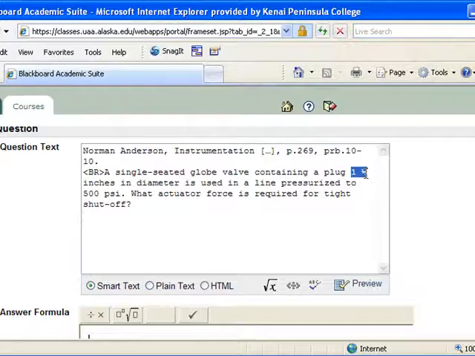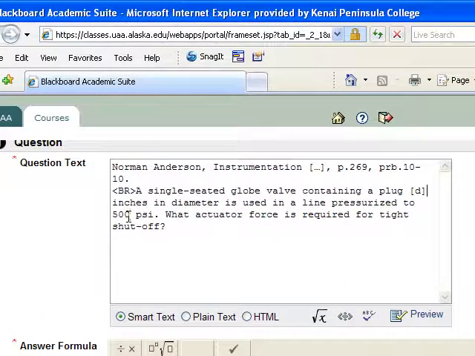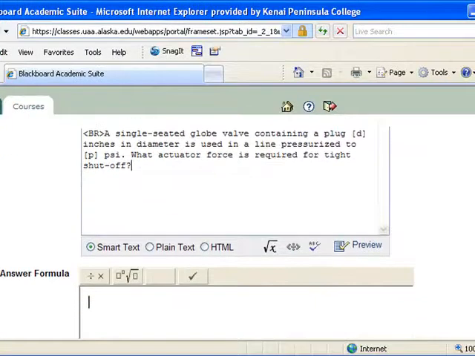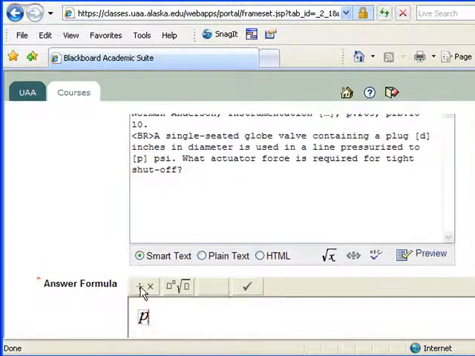So I'm going to choose my diameter here, and I'm going to call it D for diameter, D inches, and then I'm going to choose my pressure, and I may want to call it P for pressure, and then I'm going to put in the equation, and that would be as follows. This is going to be a more complicated one. Of course, it's pressure times cross-section. So pressure times the cross-section.